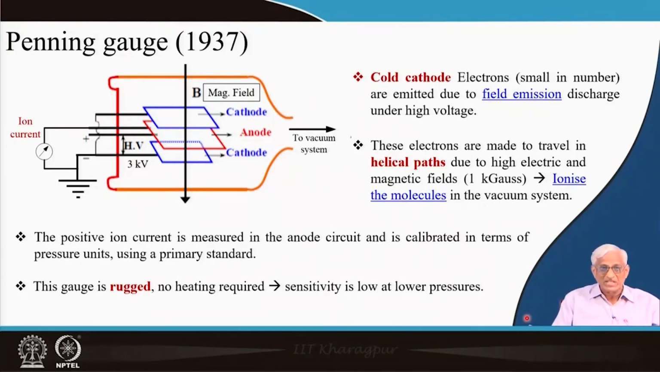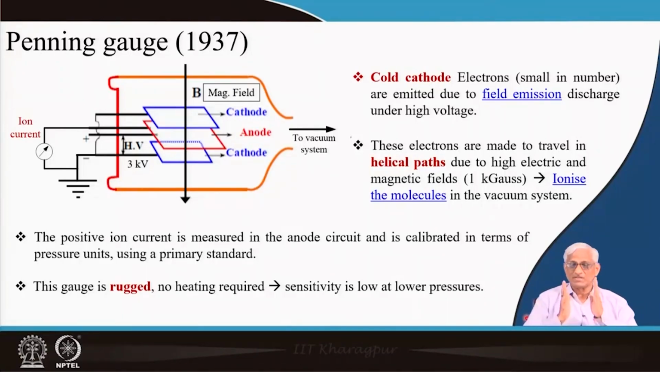Cold cathode means no heating effects are there. So, how do you produce cold cathode electrons? Now, forget about vacuum, measurement, etc. There are two surfaces, anode and cathode. Cathode is at negative potential, anode is at high potential.